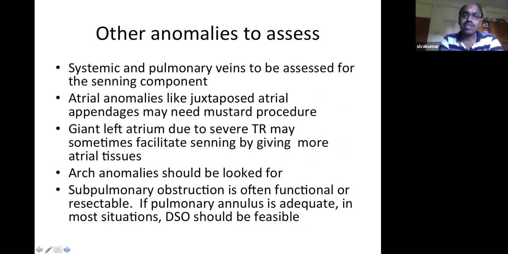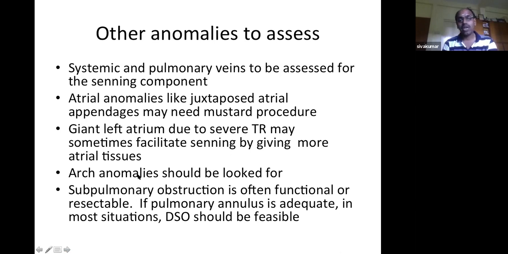The other anomalies that we should try to look for before operating on patients with anatomical repair. Systemic and pulmonary veins need to be assessed very carefully because there is an atrial switch component of a double switch operation. So we need to know how the systemic veins are, especially LSVC draining to coronary sinus. Atrial abnormalities should be understood, juxtaposed atrial appendages, as well as giant left atrium due to severe tricuspid regurgitation. We need to understand it clearly so that the atrial switch can be planned better.